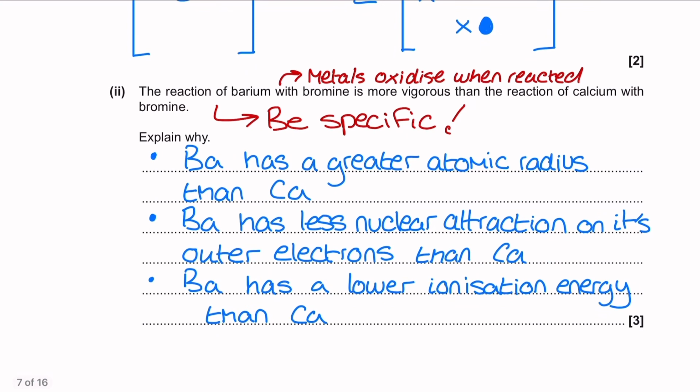Next up, and here I've got a bit carried away with the red, because I know that when I've done this question with my own students before, people forget about being specific about the comparison of barium to calcium. The reaction of barium with bromine is more vigorous than the reaction of calcium with bromine, and that's because the barium is more reactive than the calcium is.